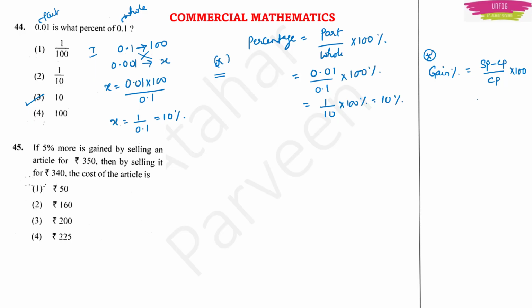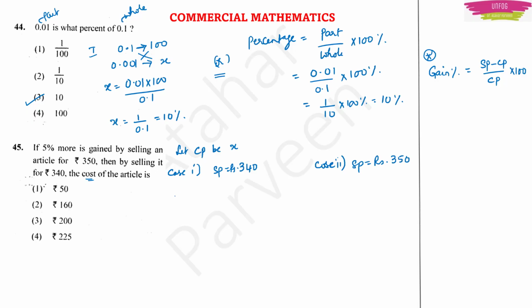So, here let the cost price be x, because they are asking us to find the cost of the article, right? And we have been given two cases. Case 1 is that selling price is equal to 340 rupees. And case 2 is that selling price is equal to rupees 350. These are the two cases they are giving, right?